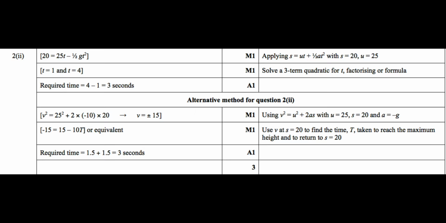Or we can use v squared equals u squared plus 2as with u equals 25, and s equal to 20, and acceleration equal to gravitational acceleration, but it decelerates, so minus g. After we include this, we get v squared equals 25 squared plus 2 times minus 10 times 20. Use v at s equals 20 to find the time t taken to reach the maximum height and return to s equals 20. So we get the required time equals 1.5 plus 1.5, that equals 3 seconds.